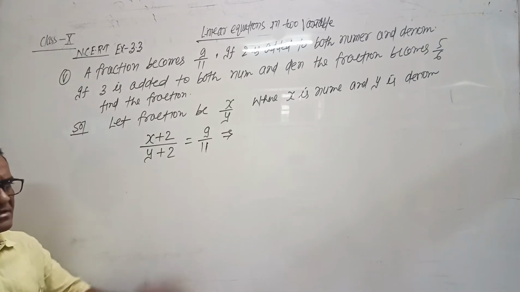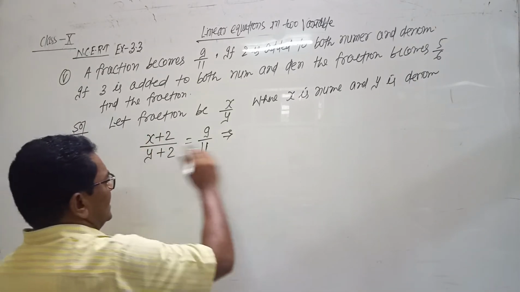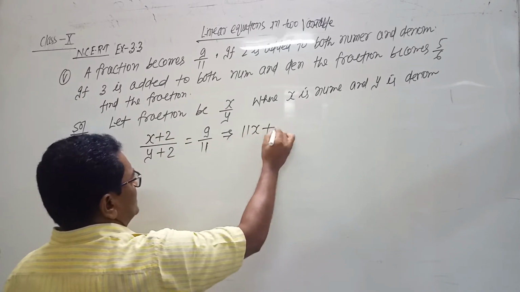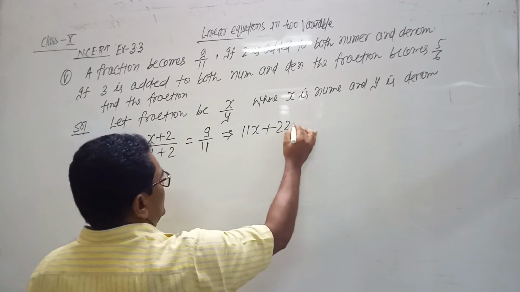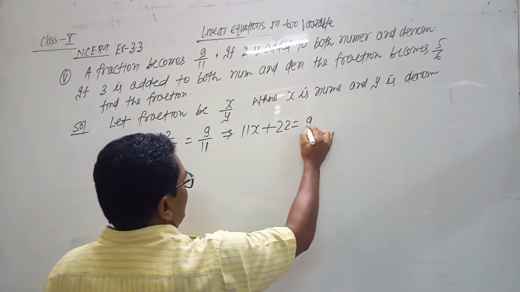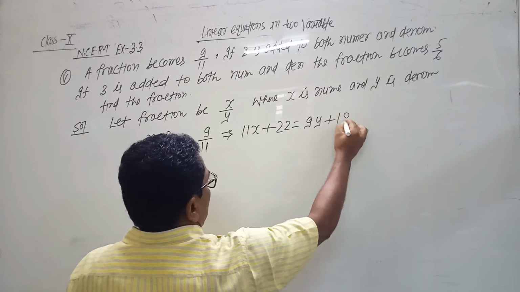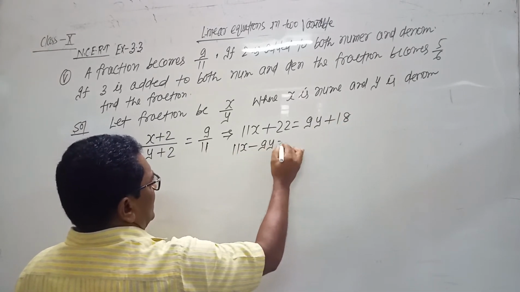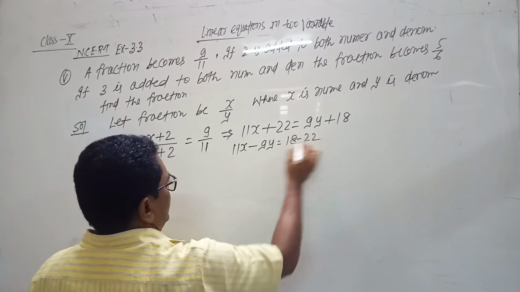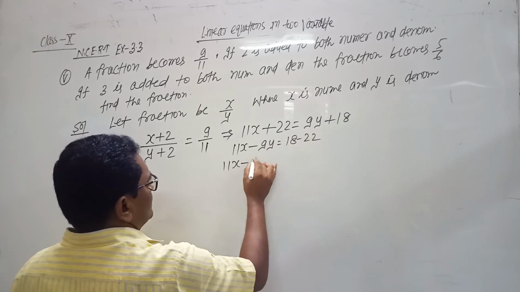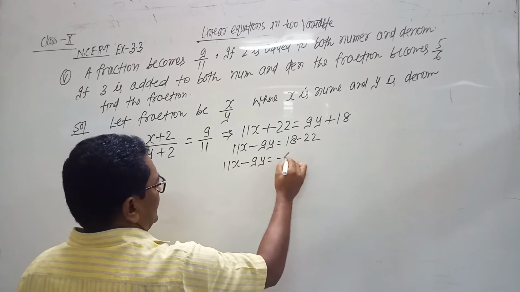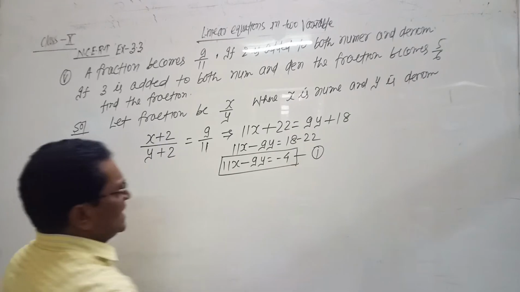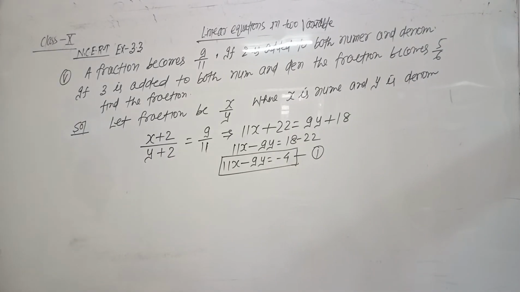We solve the equations by the cross multiplication method. Cross multiply: 11 into x is 11x, plus 11 into 2 is 22, equals 9 into y is 9y, plus 9 into 2 is 18. It becomes 11x minus 9y equals 18 minus 22, and 11x minus 9y equals minus 4. Name it the first equation: 11x minus 9y equals minus 4.